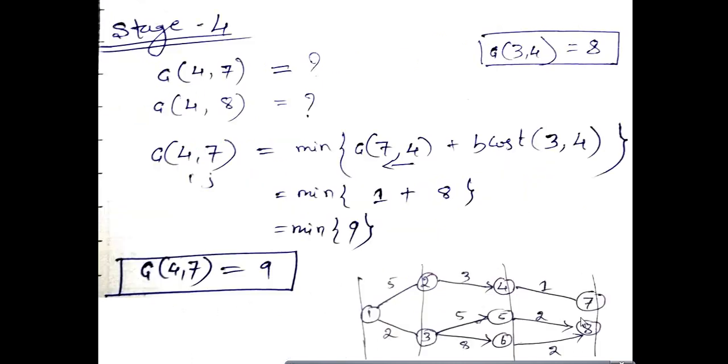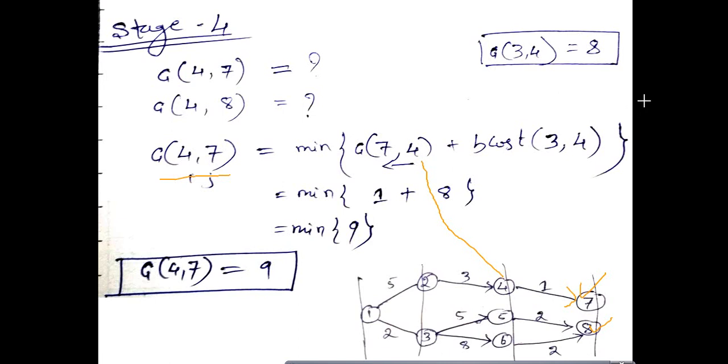Now next stage is what? Fourth stage. Fourth stage, how many vertices? 2 vertices. One is 7, another one is 8. Okay, 7 and 8. So now calculate 4 comma 7. Substitute these values. J value is 7 and L value is 4. 7 in degree is how much? Only 1. From which vertex? 4. So 4 you have to write here.